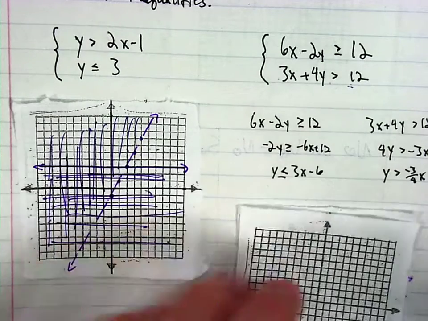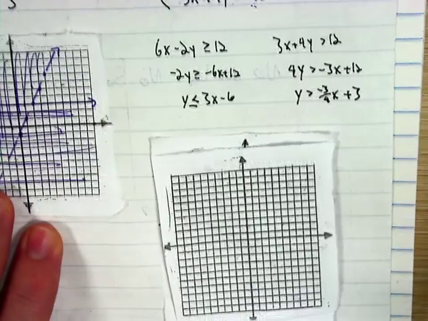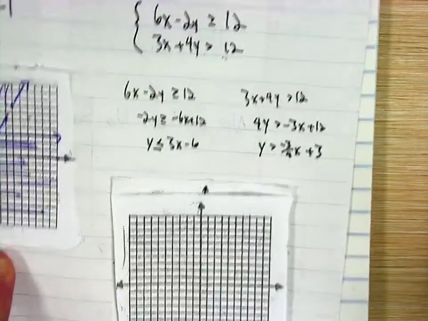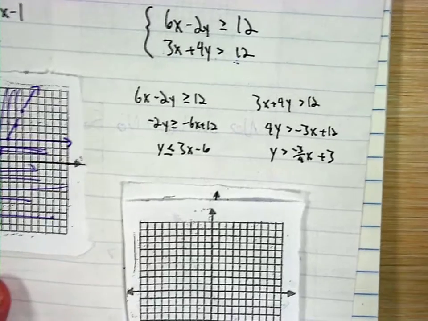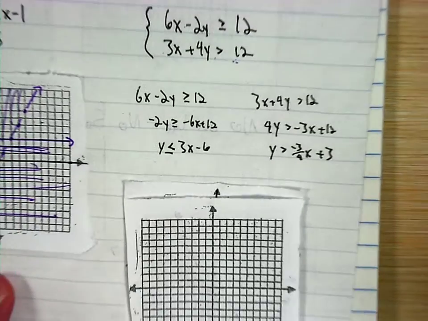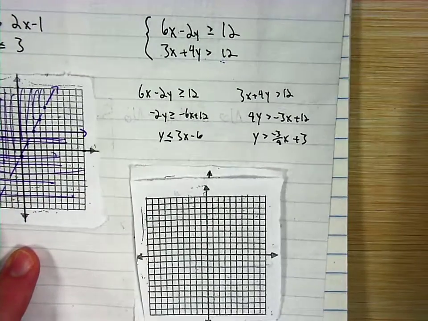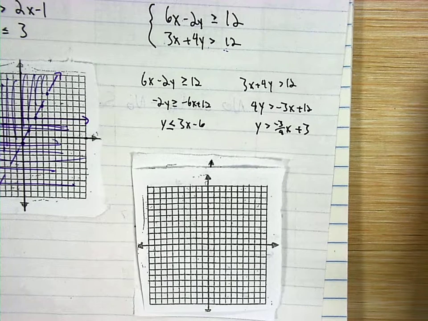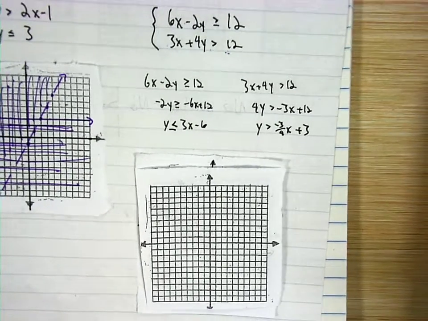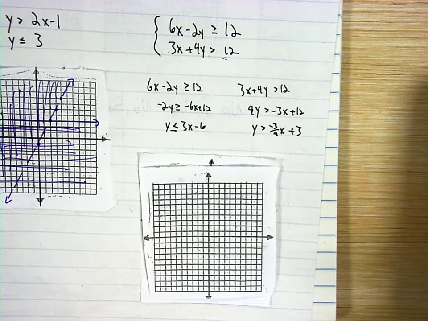Let's try one that's a little more challenging here. We have 6x minus 2y is greater than or equal to 12, and 3x plus 4y is greater than 12. Okay, so these are in standard form. So we'll just do the cover-up method.